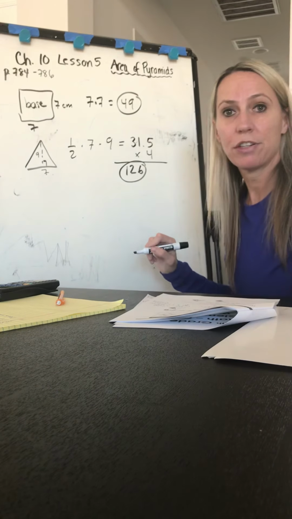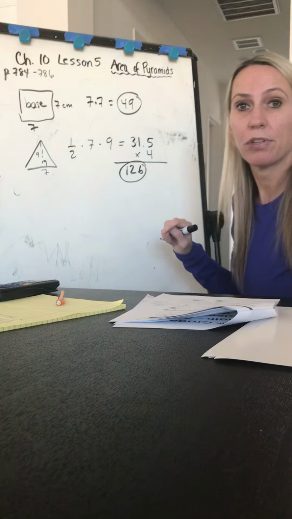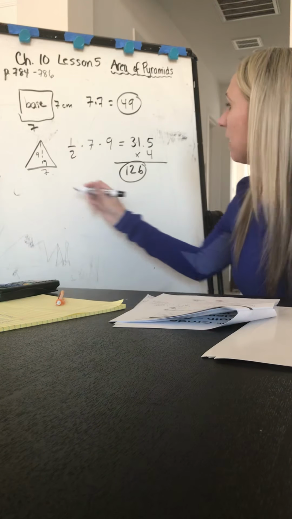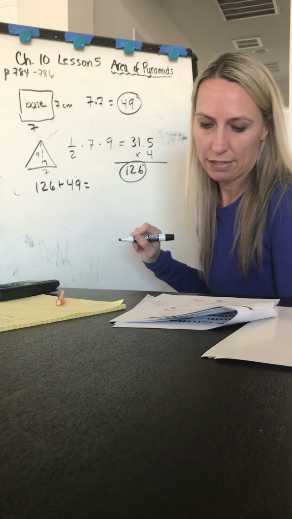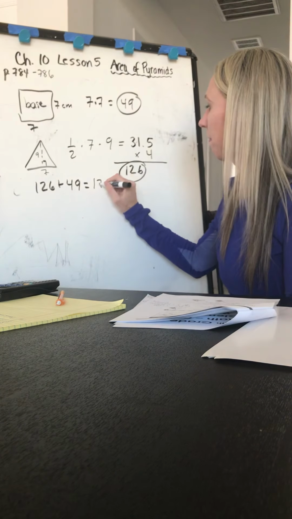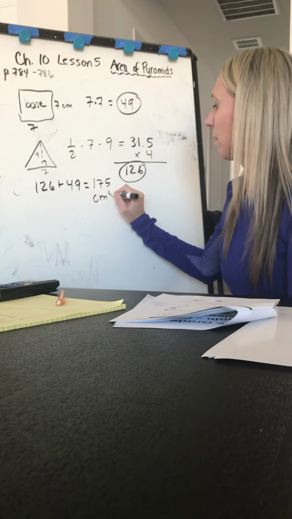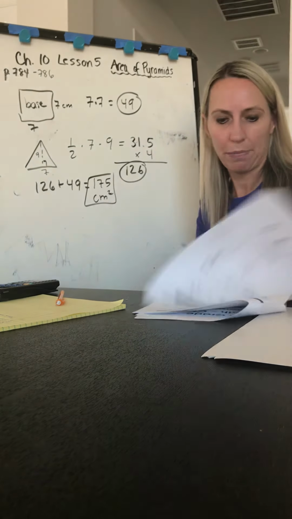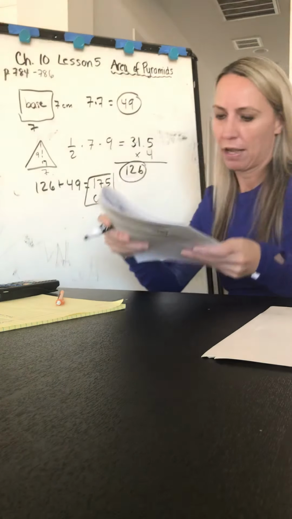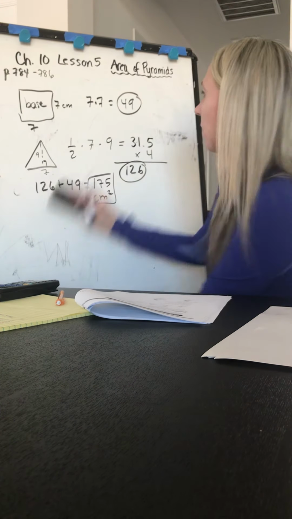Then to find the surface area, you just have to add the base with all the lateral faces, and you get 126 plus 49, and we get 175. And it's going to be squared centimeters because it's area. Okay, that's example 1. Now turn the page, example 2. I'm on page 785.